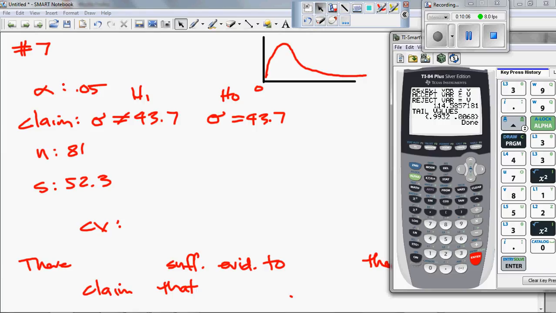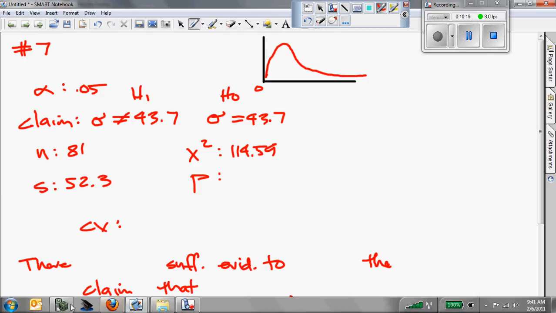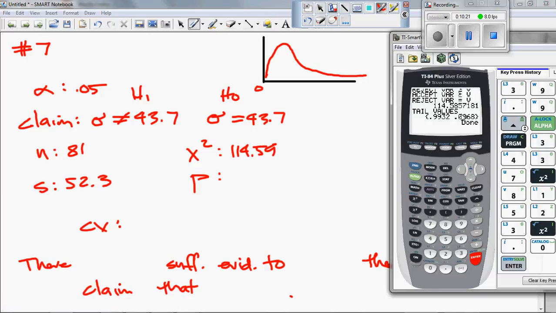And write down our test statistic, 114.59. And for this one, our critical value is in both tails. So we take this smaller value and multiply it by 2. Take the smaller value and multiply it by 2. That'll give us our p-value.